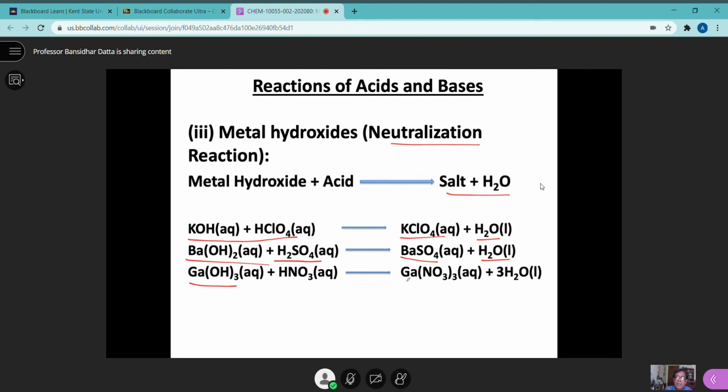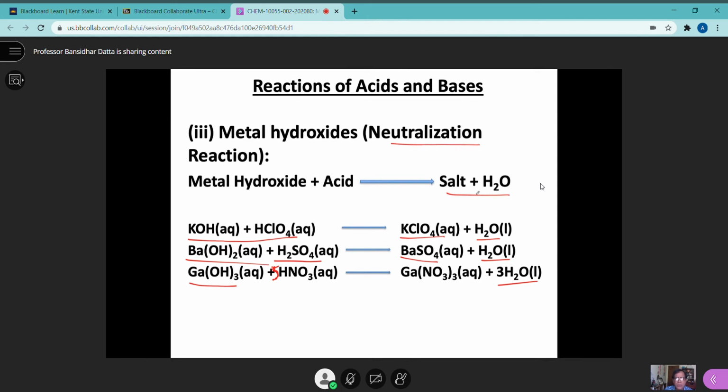And then you get gallium nitrate. If you want to balance it, you'll get 3 right here, 3 nitric acid molecules, and you get it like this. The others are all balanced, I guess. So gallium nitrate plus water. Same thing, right? Metal hydroxide plus acid gives salt plus water.